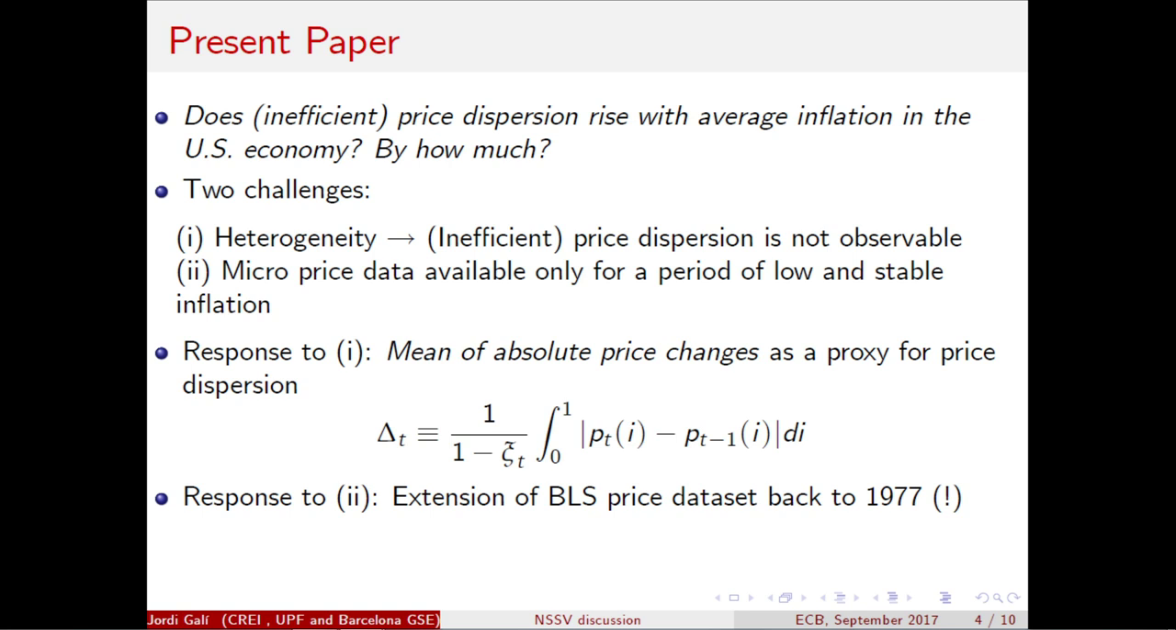But when one wants to address this question, there are two challenges that one faces. First is heterogeneity. You cannot compare the price of an orange with the price of a BMW, obviously. And even within a narrow category, as Emmy made clear, there are differences in quality, in the format in which products are sold, and so on. So you cannot just look at the raw data. In other words, the inefficient price dispersion, which one can think of as the dispersion in the gaps between price and marginal cost, is not really observable.